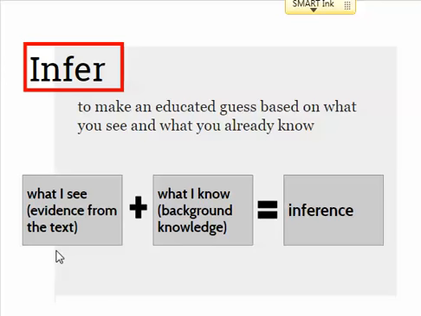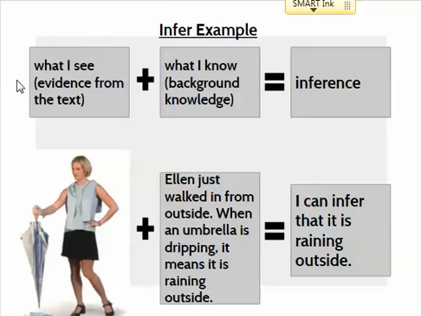What I see, or evidence from the text, I add that to what I know, background knowledge, and that is how I'm able to make an inference. So let me give you an example. You'll see my equation, so I'm going to just simply plug everything in.